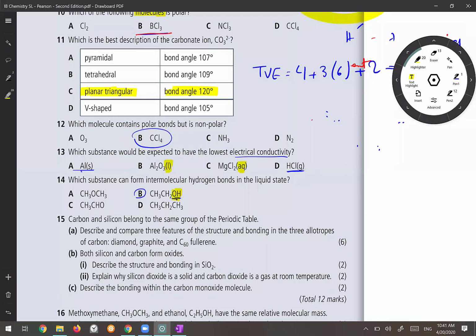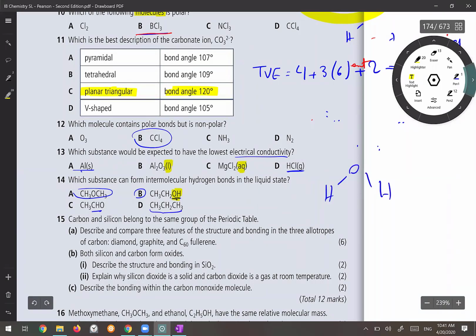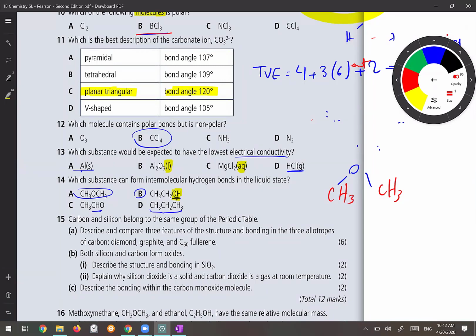Okay, so this one we have talked about, that one, CHO. This one doesn't have the hydrogen bonding element, but what about this one, CH3OCH3? It's like water. In water you have hydrogen and hydrogen, but in this molecule the hydrogen is replaced by CH3. So the hydrogen is not connected to the oxygen anymore. So this one doesn't have hydrogen bonding. So the answer is B.